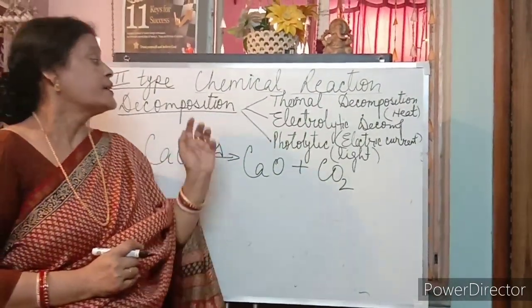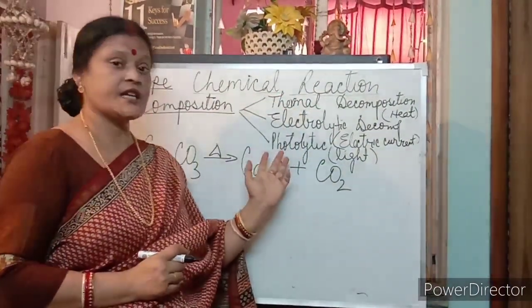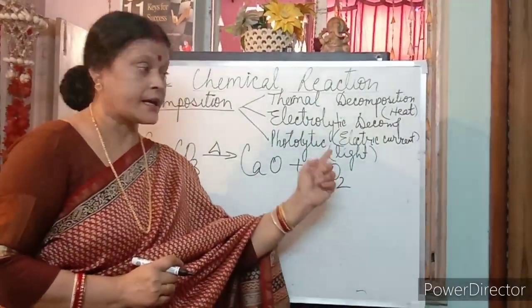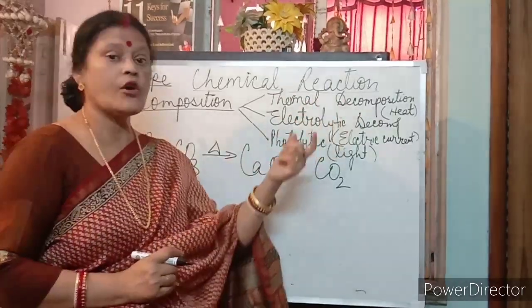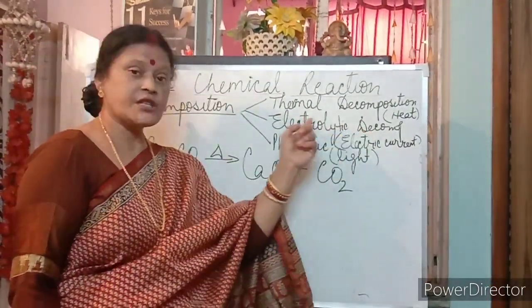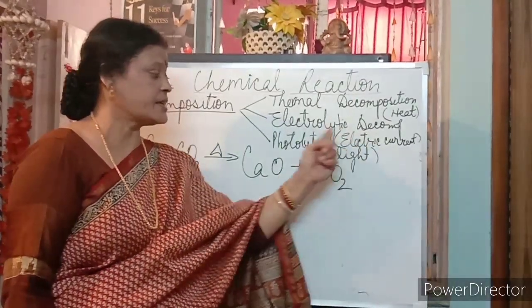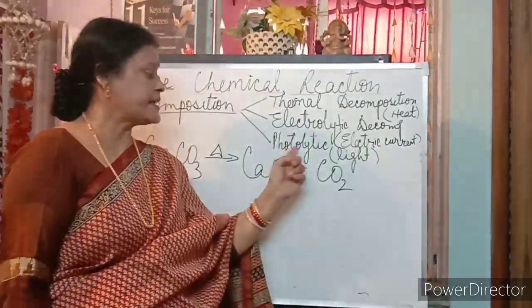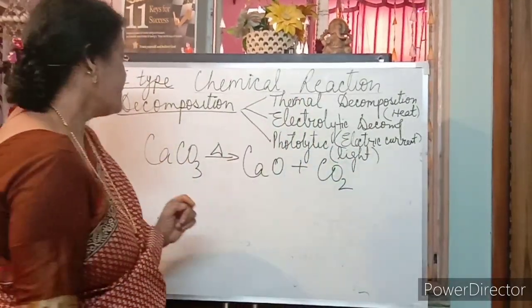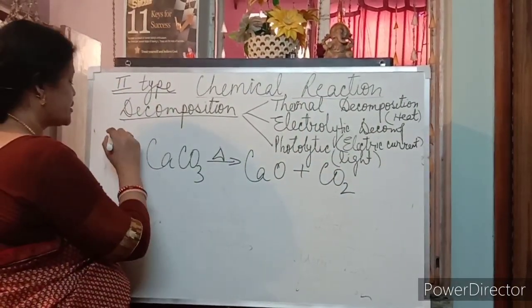Clear? Now, decomposition reactions are of three types: thermal decomposition, electrolytic decomposition, and photolytic decomposition. Thermal means when the decomposition takes place in presence of heat. Second, decomposition takes place in presence of electric current. Third, decomposition takes place in presence of light. I'll cover them one by one. Now first is thermal decomposition.